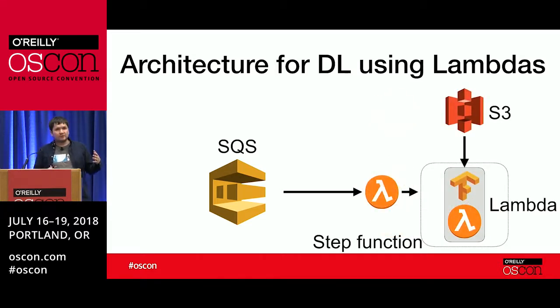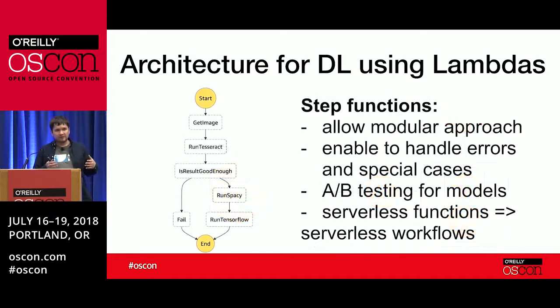Step Functions helps to organize lambdas and create workflows. Let me give you an example of an application where we can use Step Functions. We can have one lambda get an image. The second lambda will run Tesseract, which is an OCR service, on top of this image to get text. Then it will check whether the recognized text is good or bad.